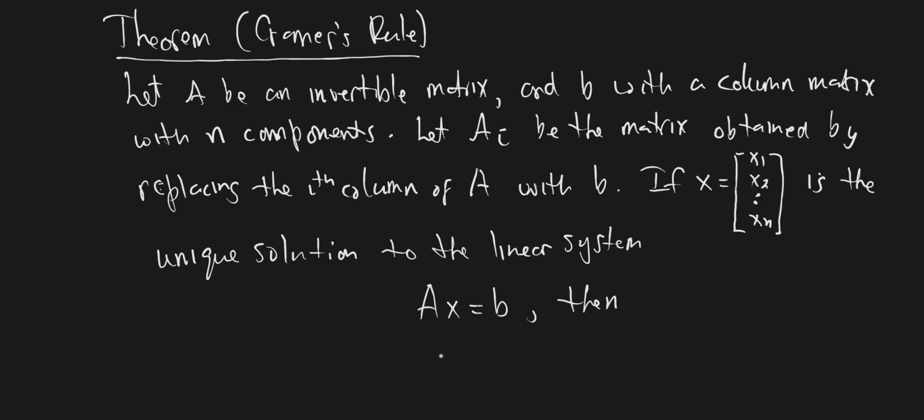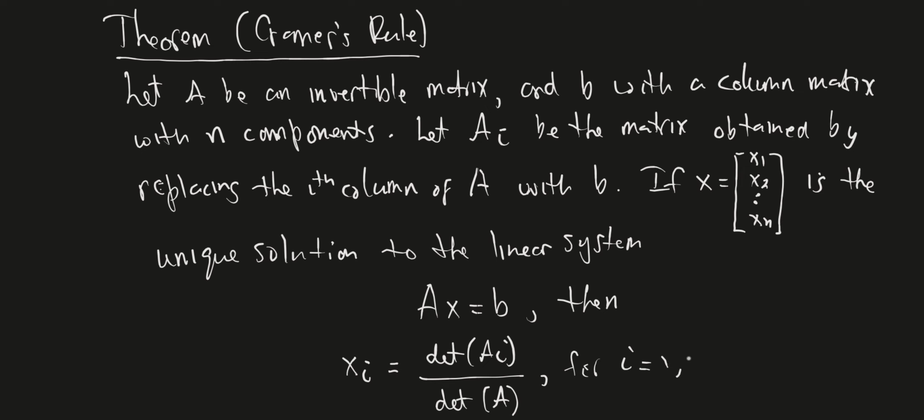Then here is the punchline. So this is what Cramer figured out. He said the ith variable can be expressed as a certain fraction. And what is that fraction? It's the determinant of A sub i, one of these new special matrices where I have a certain column replaced, divided by the determinant of the original coefficient matrix, A. And this is true for i going from 1 to n.